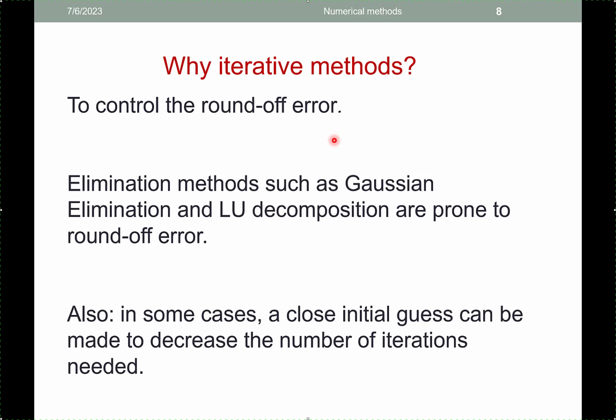Basically, we control the round-off error that is seen in the elimination methods, Gaussian elimination and LU decomposition. And in some cases, a close initial guess can be made to decrease the number of iterations using these methods. So we can use Gaussian elimination or LU decomposition to find initial guesses for our solution and then iterate using Gauss-Seidel or the Jacobi method, which we will see in a second.